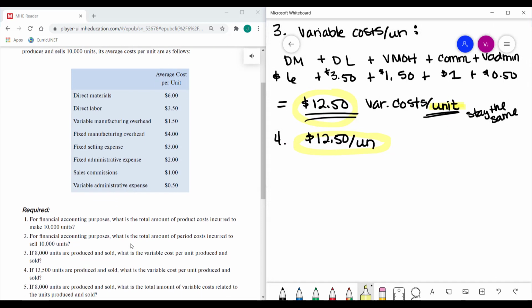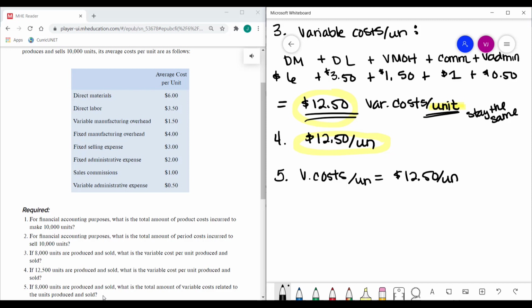All right, let's see what number 5 is asking. If 8,000 units are produced and sold, what is the total amount of variable costs related to the units produced and sold? So now they're actually having us go one step further. If we know that the variable costs overall, period and product, come out to $12.50 per unit, they're asking us now, okay, well, if we produce and sell 8,000 units, what does the total variable cost come out to? Not per unit, but the total.